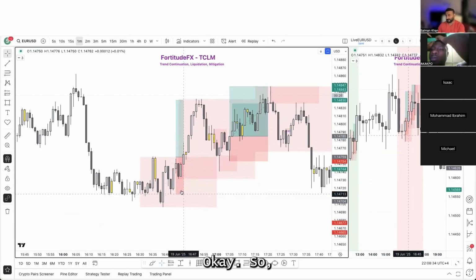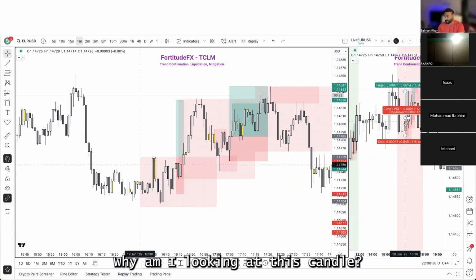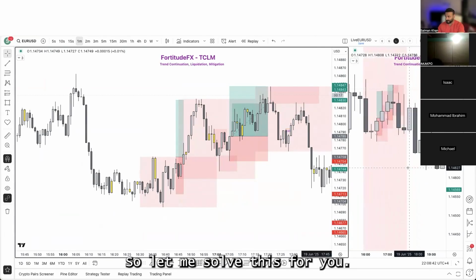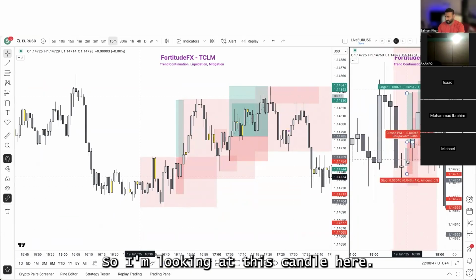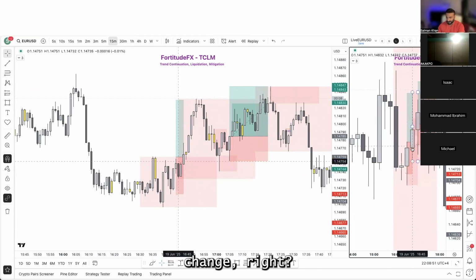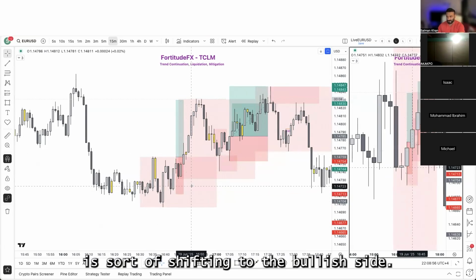Okay, so very quickly, I'm looking at this candle here. Why am I looking at this candle? Because it broke. So let me zoom this for you. So I'm looking at this candle here. This candle broke the previous candle's wick on the high, and there is an order flow shift change, right? So you can confirm that structure is sort of shifting to the bullish side.